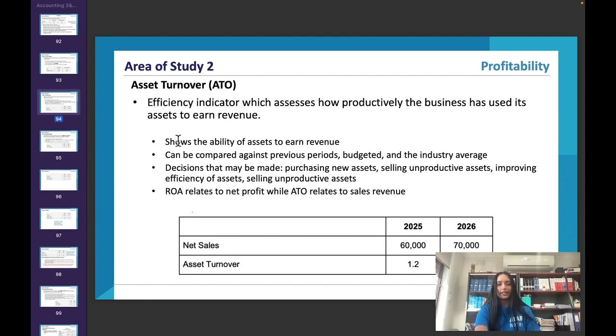And based on asset turnover, the business owner can decide to purchase new assets or sell assets that aren't being productive. For example, if you just have an old van that broke down that you haven't sold yet, but you can't use that van to help you earn revenue, it's just sitting there, it's not being productive. And so businesses should be selling unproductive assets. The business could also try to improve the efficiency of assets. For example, if you have a van that has been damaged and so it doesn't run as well, then you might get that van fixed to increase the efficiency of that van.